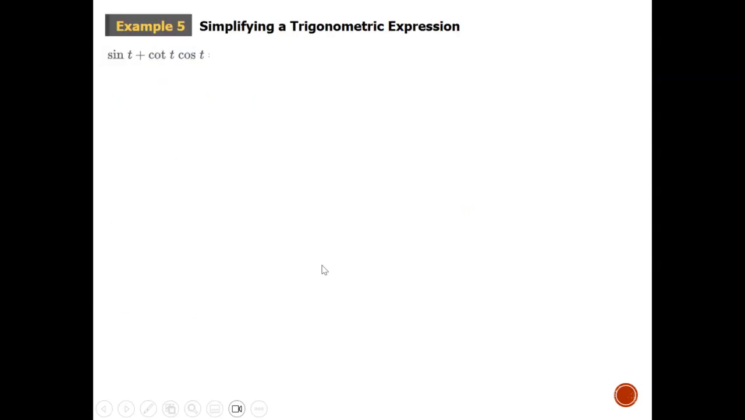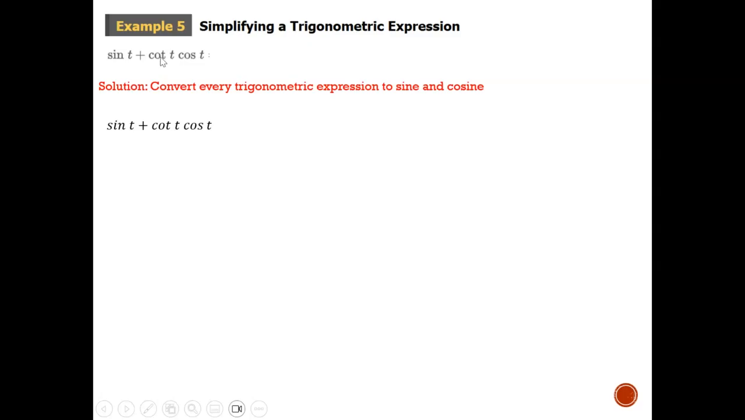Example 5, simplifying a trigonometric expression. Here, guys, they give us sine t plus cotangent t times cosine t. So convert every trigonometric expression to sine and cosine. Okay, we know that the sine is okay, but the cotangent is not okay, right? So we have to convert it to sine and cosine.